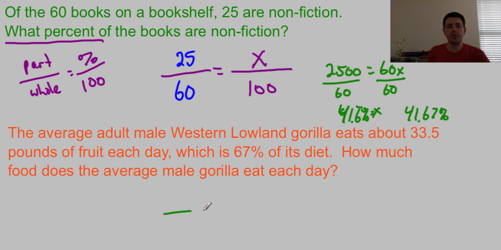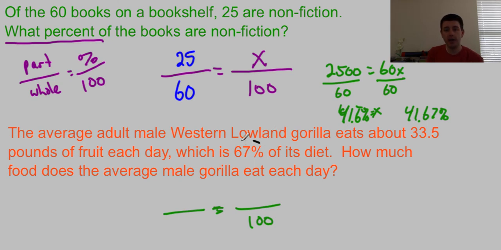So let's try another one. Again, set up your proportion. Put the easy one in, the 100. And now we go back and do some close reading to figure out what information I have. It says the average male adult Western lowland gorilla eats about 33.5 pounds of fruit each day, which is 67% of its diet. How much food does the average male gorilla eat each day?